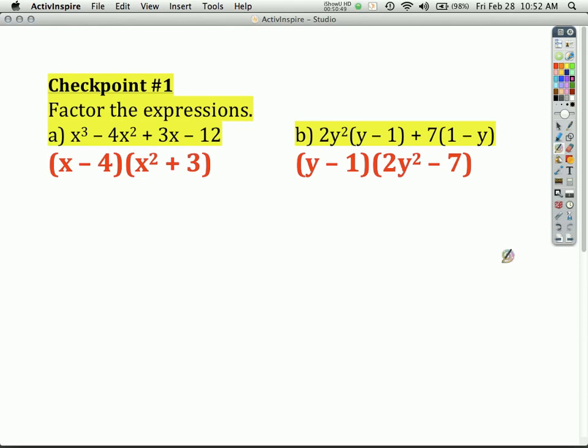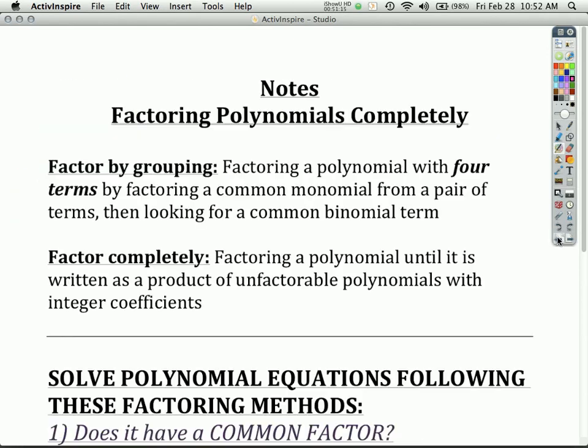Comments, questions, concerns on either of these? Kayla? That's fine. It's the same thing, but get used to putting the x first. That should be something that you're pretty good at this point, but just make sure you're putting the x first. Okay? Good.